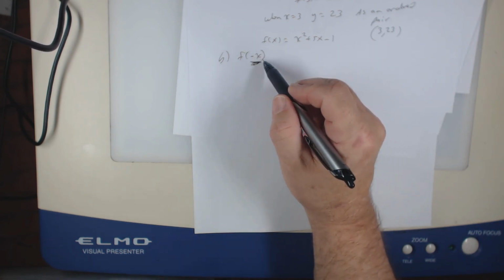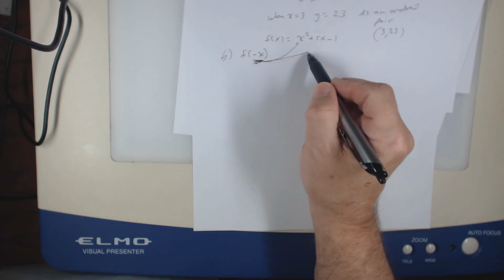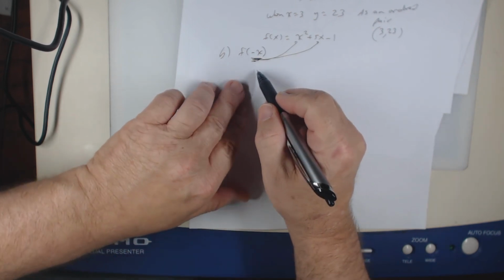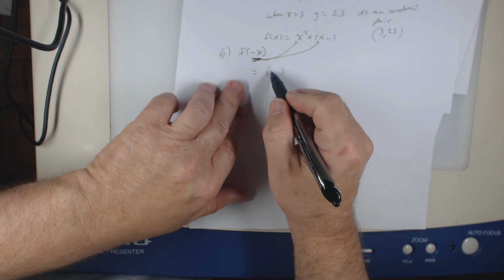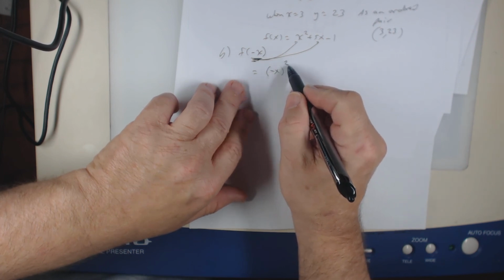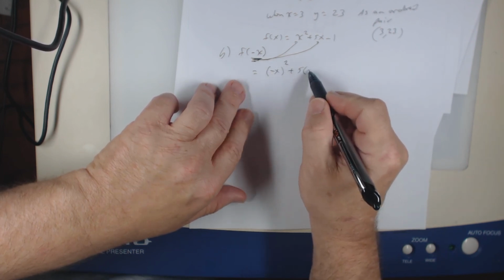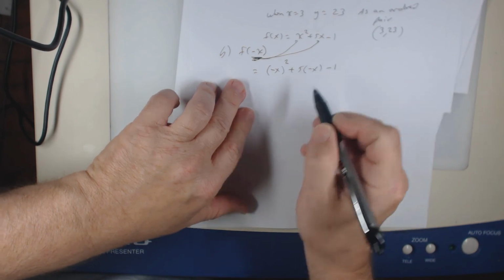Okay, so wherever we see an x, what do I plug in? Negative x. So here's what you get. Watch. So f of negative x is going to equal, in parentheses, negative x, and what do I do to that? Square it. Plus 5 times negative x, and then minus 1. All right.